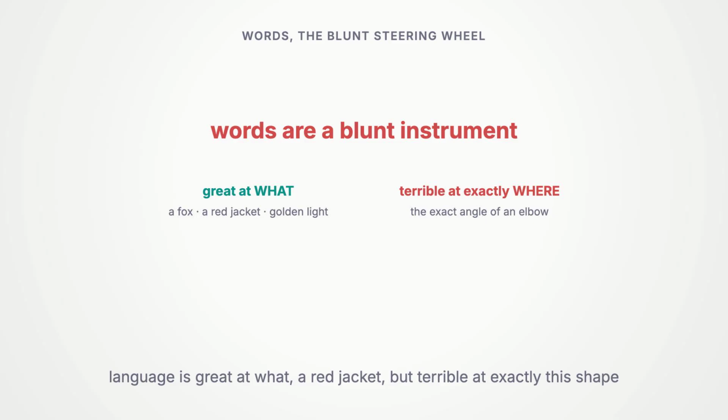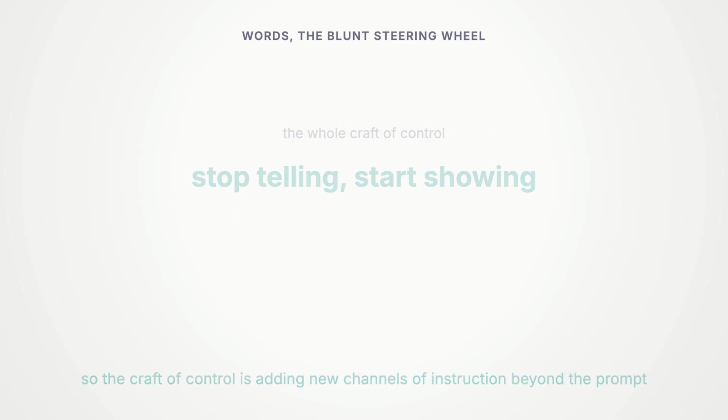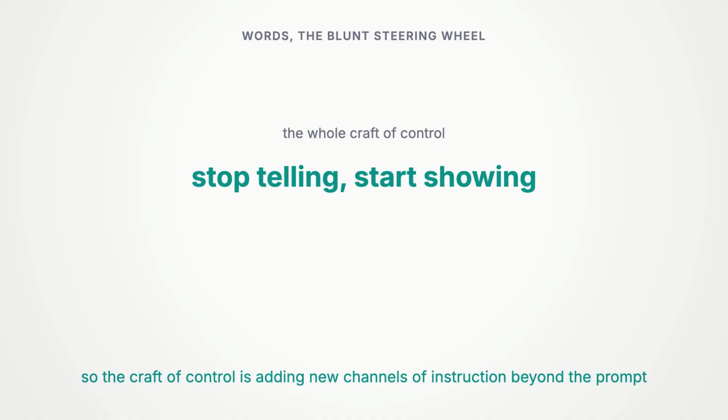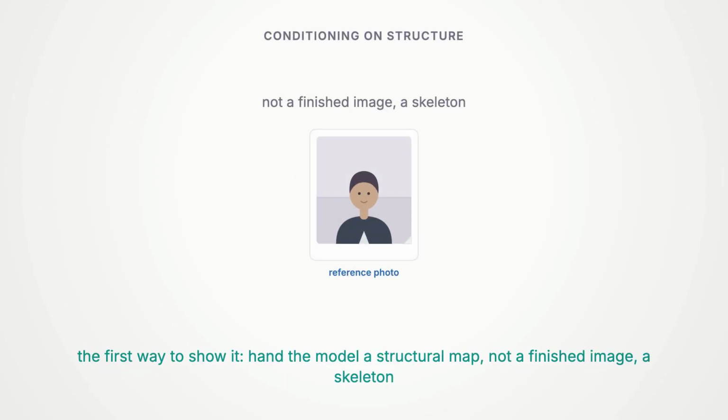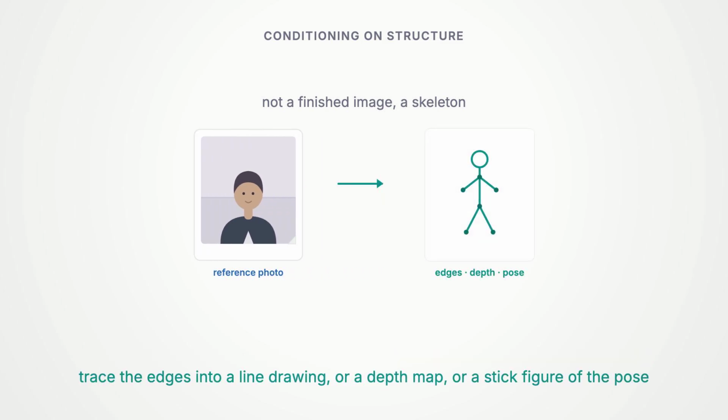So the whole craft of control is about adding new channels of instruction beyond the prompt. Instead of only telling the model what you want, you start showing it. The first way to show it is to hand the model a structural map. Not a finished image, a skeleton. Trace the edges of a reference photo into a clean line drawing, or extract a depth map, near things bright, far things dark. Or for a person, a stick figure of the pose, shoulders here, elbows there.